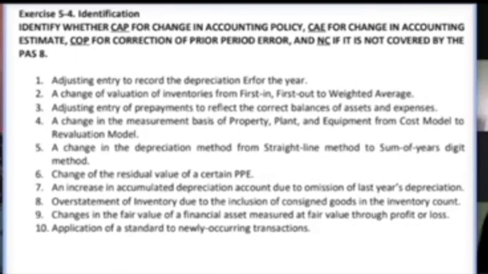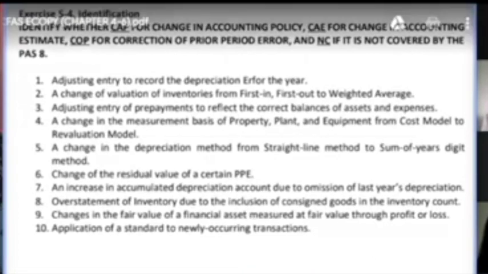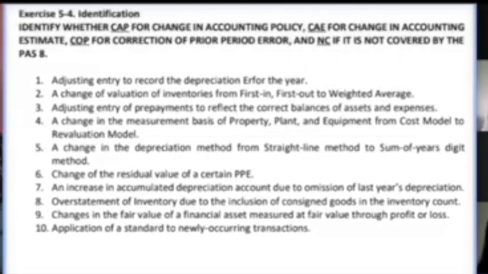Number 8. Number 8, sir, overstatement of inventory due to the inclusion of consigned goods in the inventory count. So our group answered COP, sir, or correction of prior period errors here. So again, this is not an omission, class, but you wrongly included an item that should not be included. Consigned goods should not be included, but you wrongly included it, so therefore there is still an error.